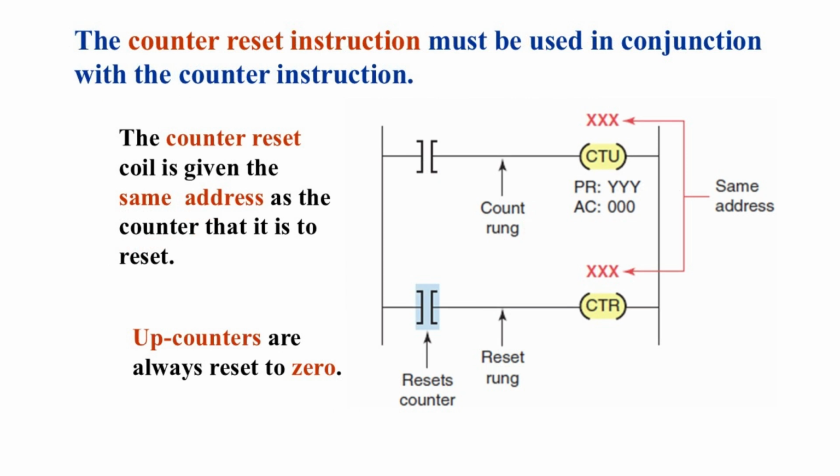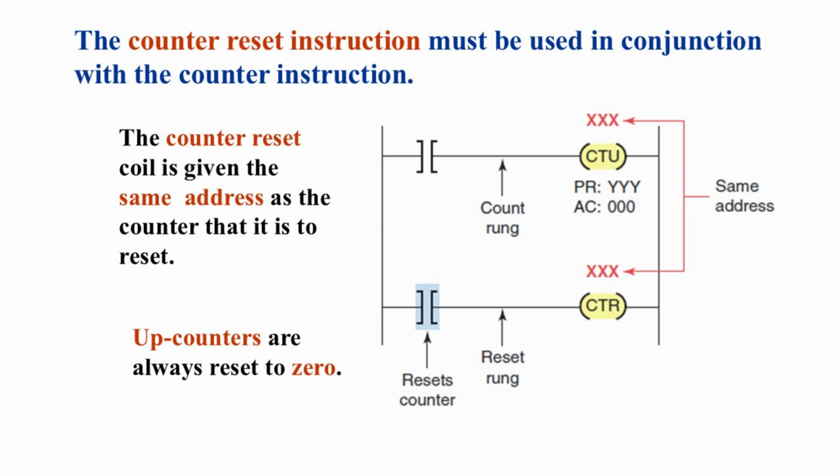The counter reset instruction must always be used with a counter. In this diagram of a generic counter, we see a count rung and a reset rung. Notice, the reset coil uses the same address as the counter it is linked to. This allows the PLC to know exactly which counter you want to clear. When the reset rung becomes true, meaning the input condition is activated, the accumulated count immediately resets back to 0. Think of it like pressing the reset button on a mechanical counter. It instantly clears the total, preparing the system for a new counting cycle.